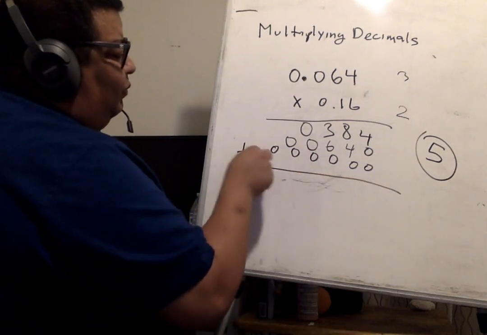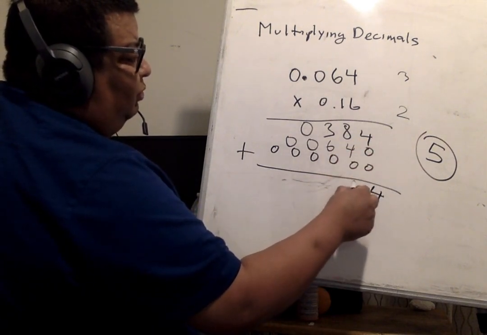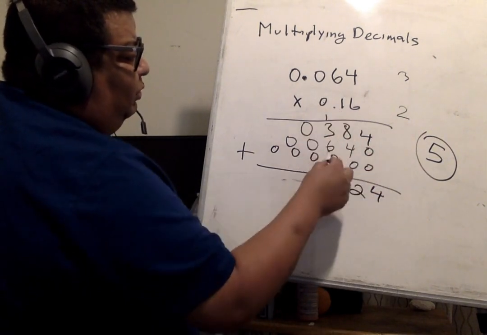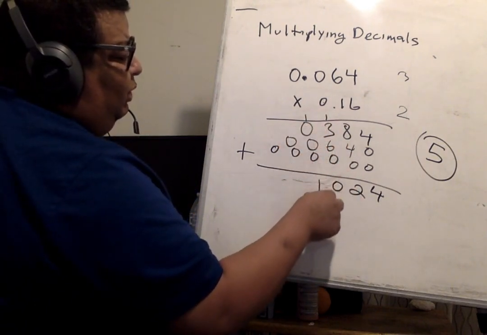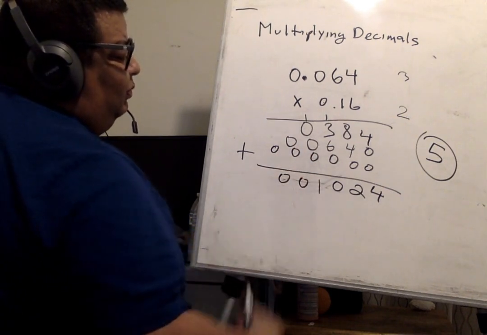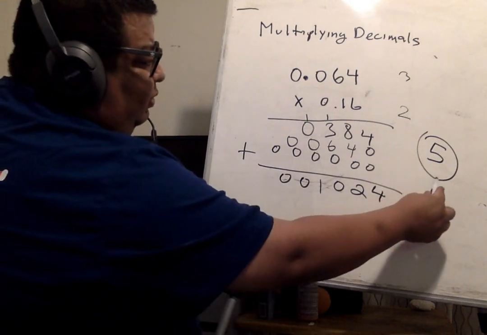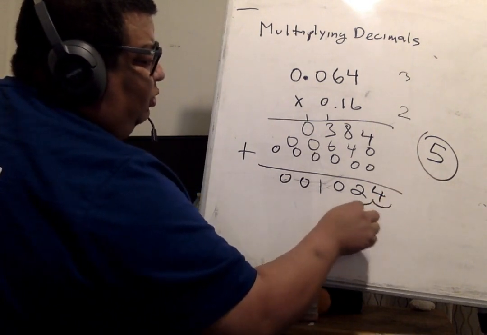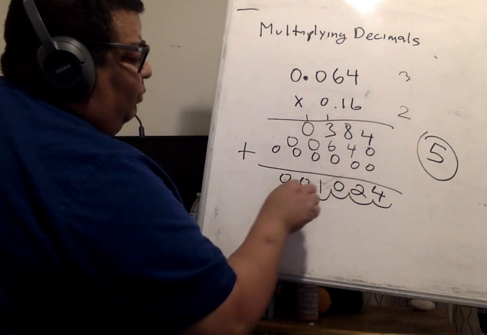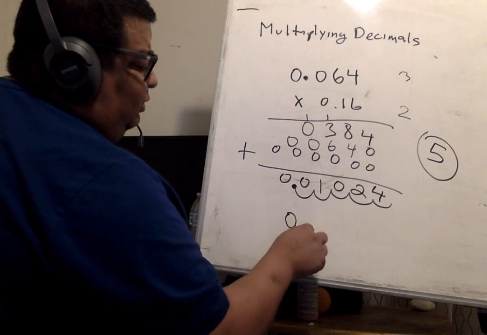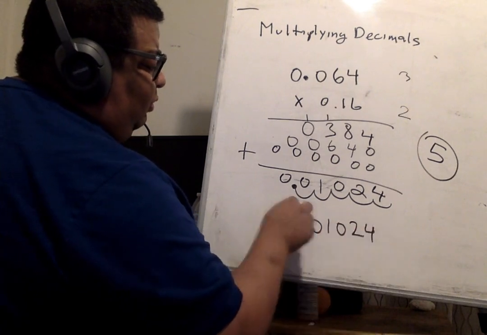Add them up. We have 4, 8 plus 4, 12. 1, 6 plus 4, 10. 1, 1 plus 0, 1. 0 plus 0, 0. 0 here. Now we do the magic number, 5. 1, 2, 3, 4, 5. Put the decimal point. Answer is 0.01024.